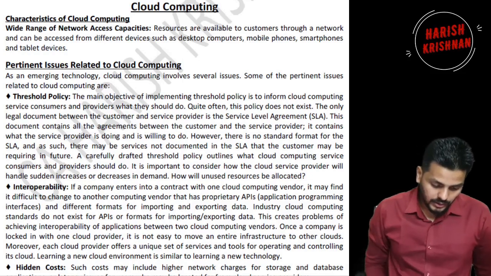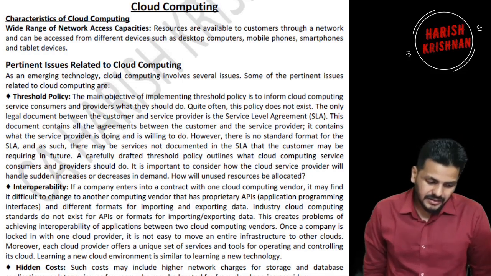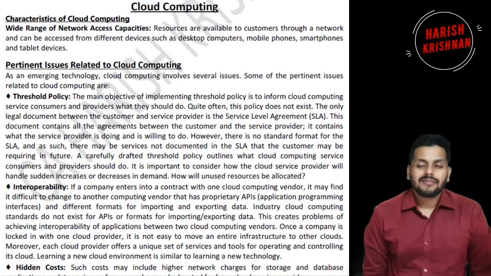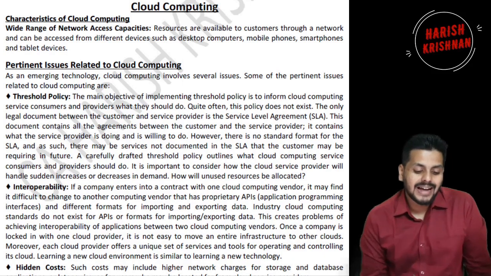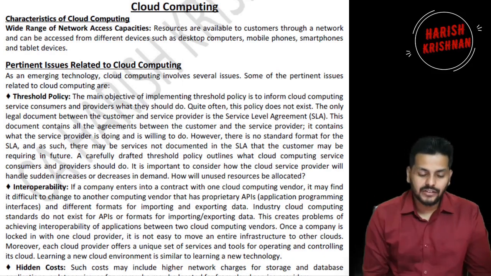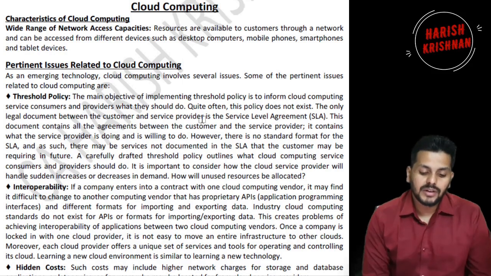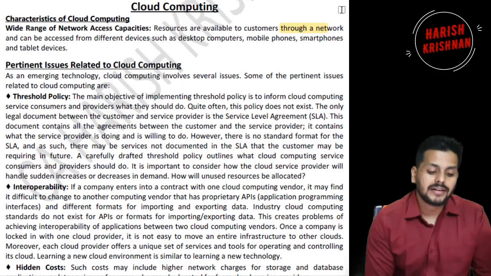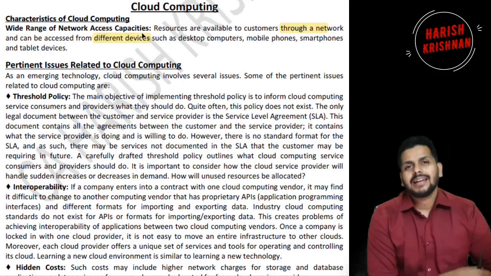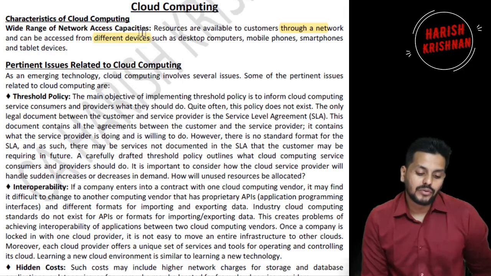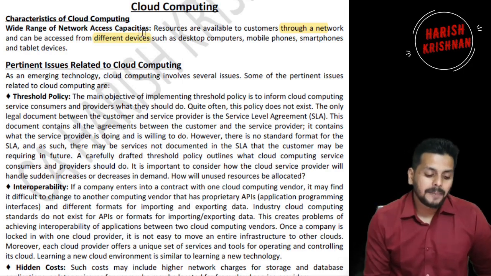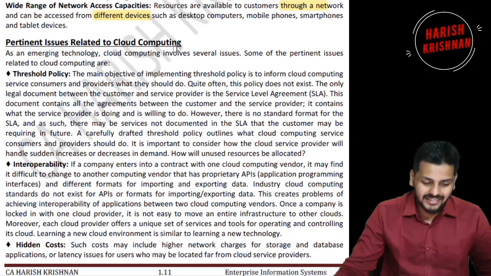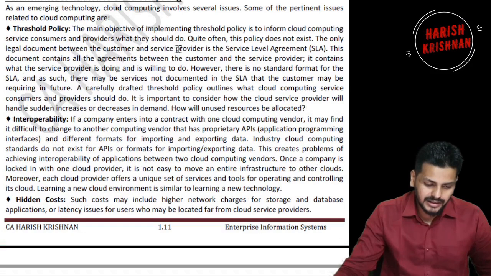So moving on to cloud computing, there is just an addition of a point here in the characteristics of cloud computing: wide range of network access capacities. That means the cloud can be accessed from a wider range of network capacities. Resources are available to customers through a network and can be accessed from different devices, like the mobile phone or the desktop. So that's one extra point in characteristics they've added. That's not a real amendment or something like that.